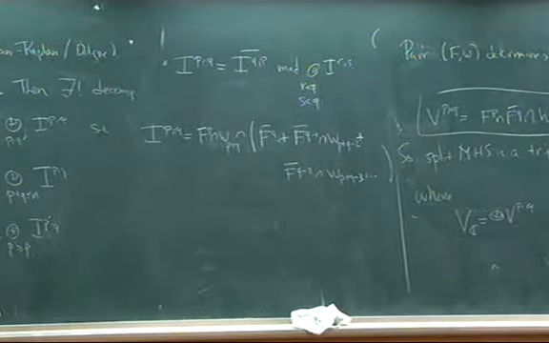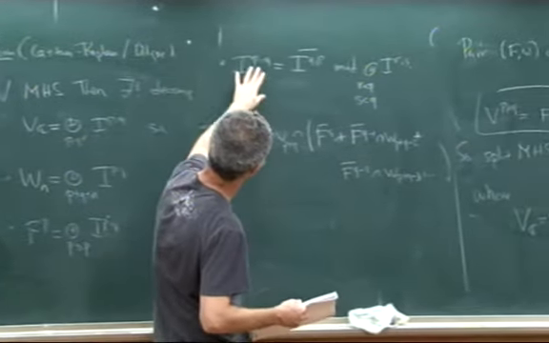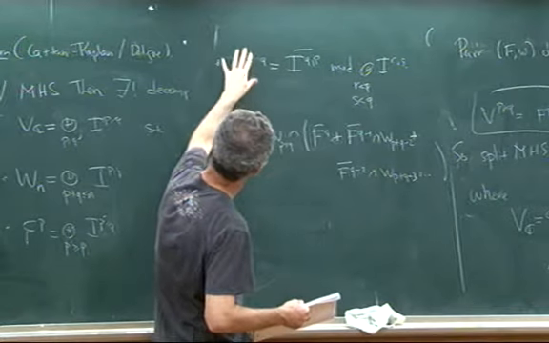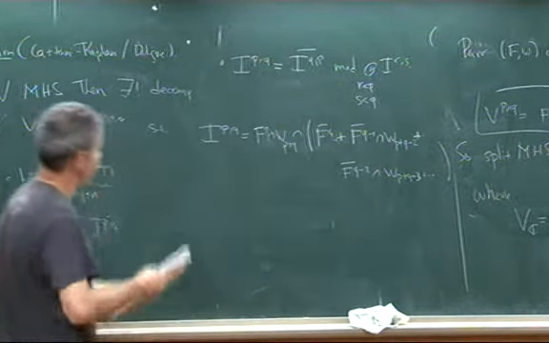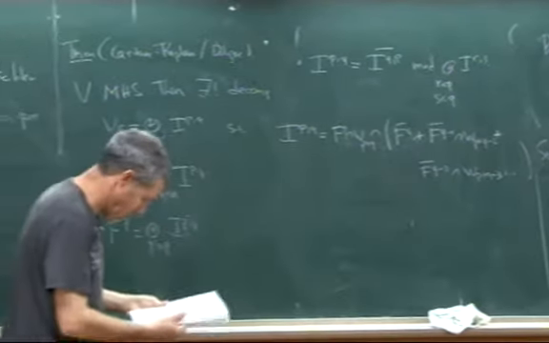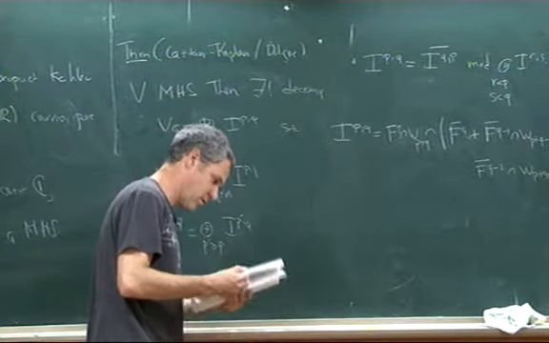Okay, so what it does is it basically decomposes the Hodge structure. It gives you a bigrading, but the bigrading doesn't satisfy the property that the bar of IPQ is equal to IQP. It satisfies it modulo some lower stuff.